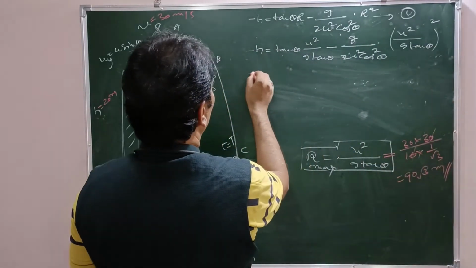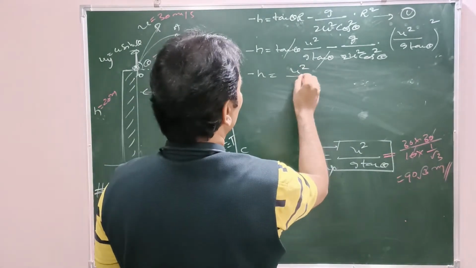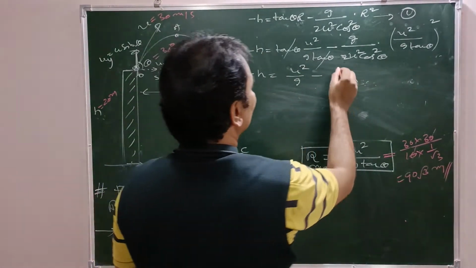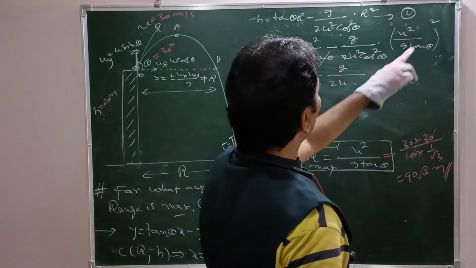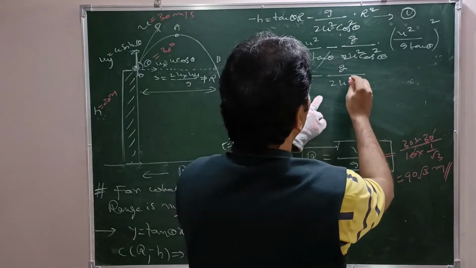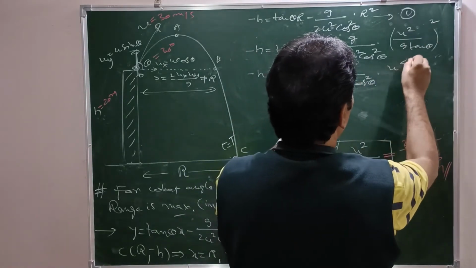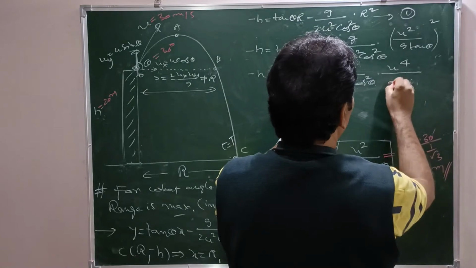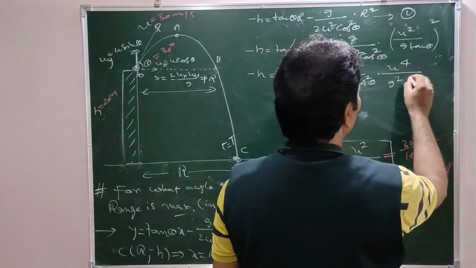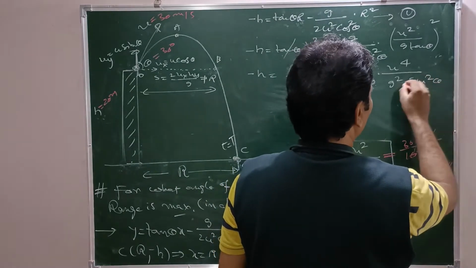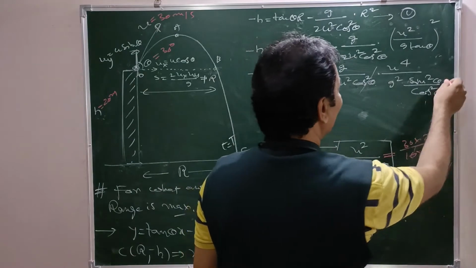So minus h equals tan theta cancels, we are left with u square by g, minus g by 2 u square cos square theta into u square whole square, that means u power 4 by g square into tan square theta. Tan square theta means sin square theta by cos square theta. Why write like that? Because cos square theta cancels.